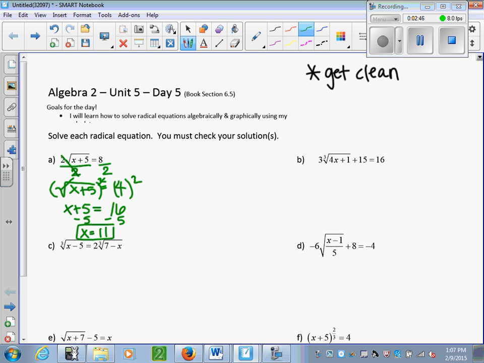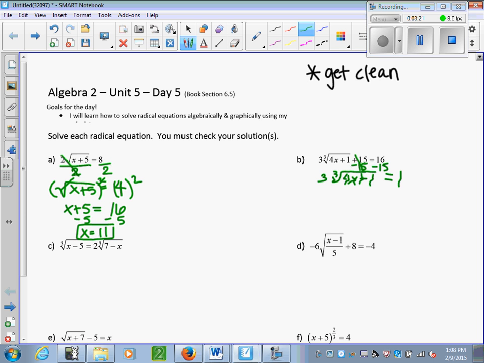Alright, let's go on to B. B has a second step to it. Again, we're just getting it clean, so I have to move this 15 away, and I have to move the 3 away from this radical. I'm going to move the 15 first, so I subtract 15 from both sides. On the left side, my 15 cancels and leaves me with 3 cube root, and don't drop that index, of 4x plus 1. On the right side, I have 16 minus 15, which is just 1.